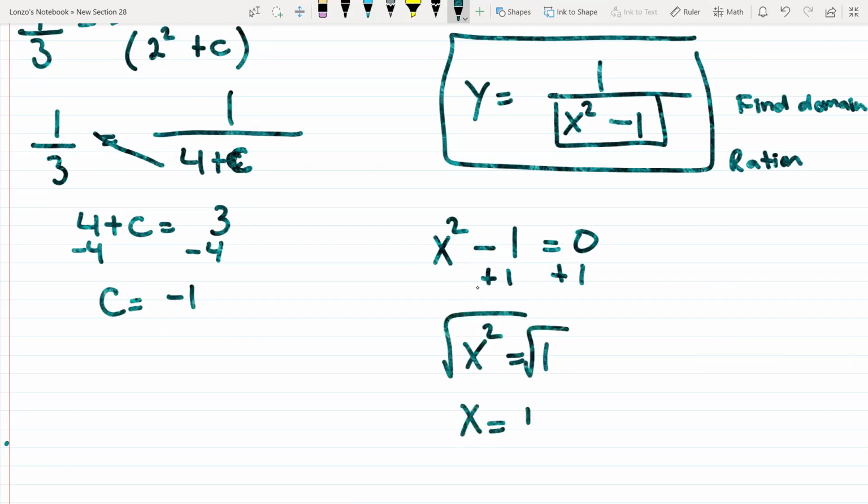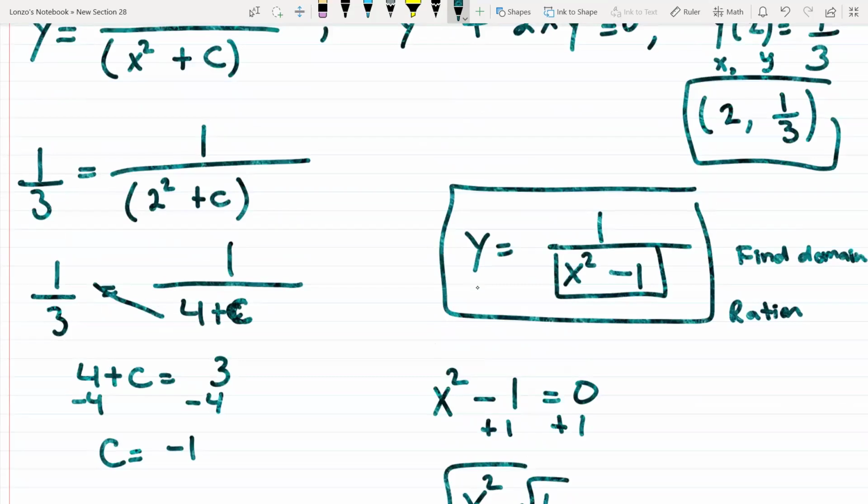I get x equals plus or minus 1. So that's what x cannot be. What we're doing is trying to find the largest interval where the solution is defined. It's kind of hard figuring this out without a graph, so I would graph this function, and then look where the point 2 comma 1/3 is part of your graph.